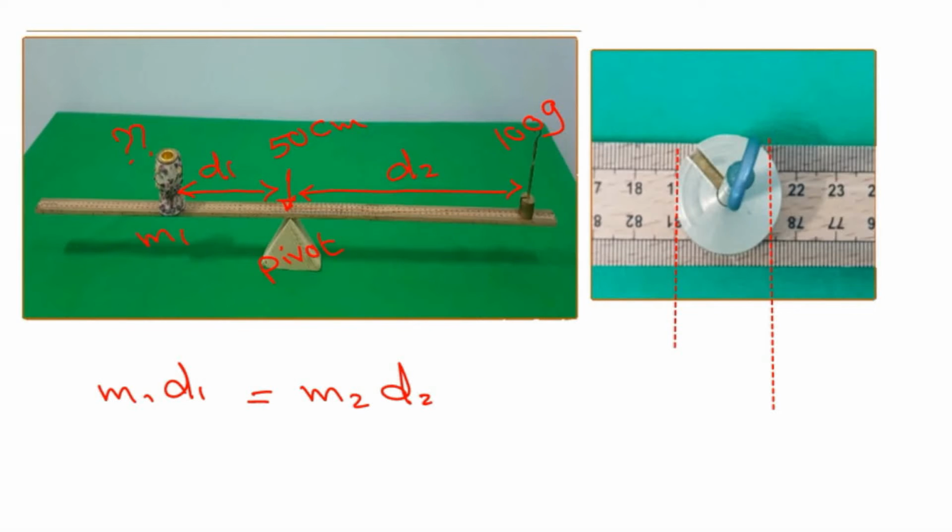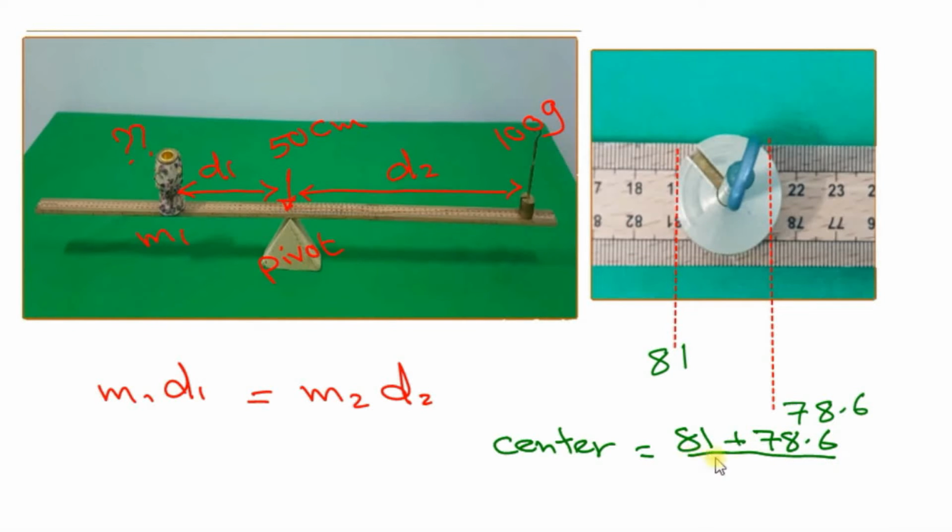In some cases, the object that we have is in the form of a cylinder, so it would be more accurate to measure the distance from the center of the object. So if we record the reading at the edges of the object, for example, here the reading on this side is 78.6, on the other side is 81. So the center here will be at 81 plus 78.6 divided by 2.